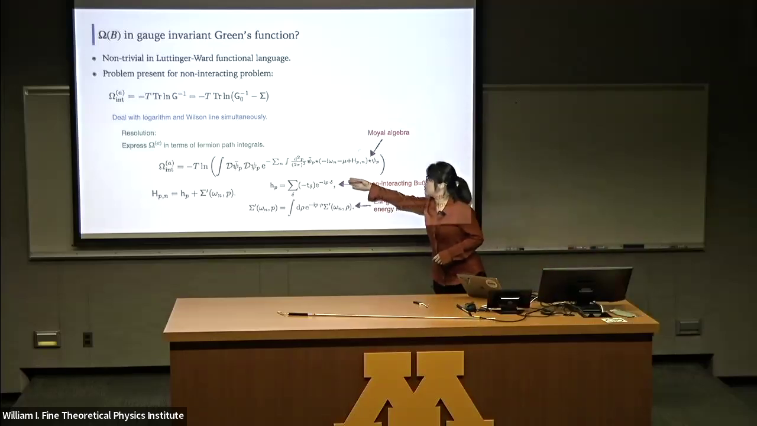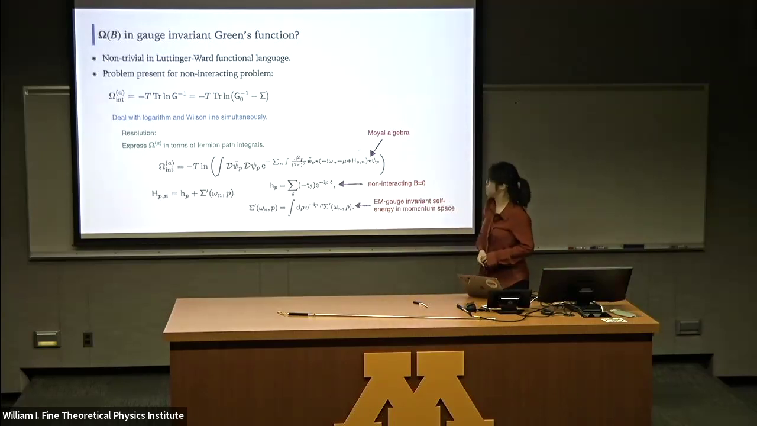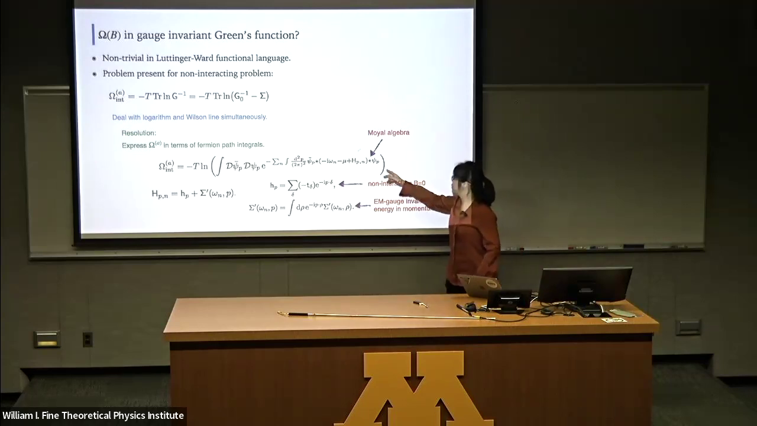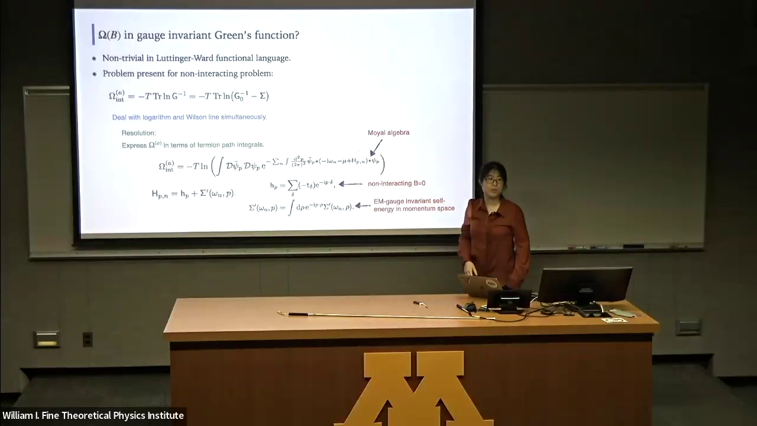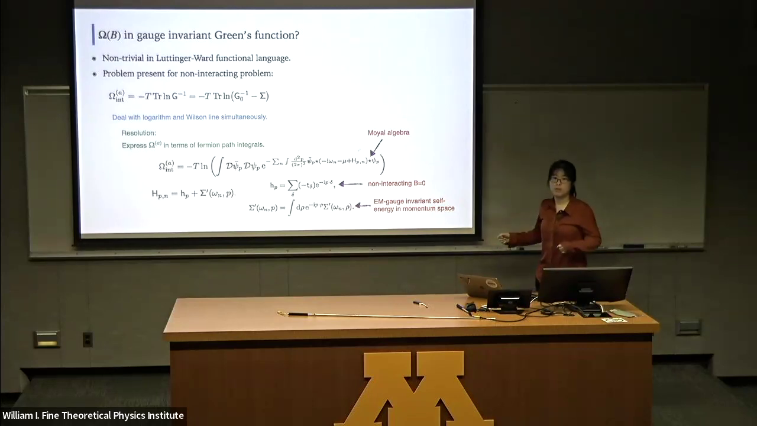And so here is the result of the trace log part in the thermodynamic potential. We can say that it can be written in terms of a fermion path integral in momentum space. It's just like what we had without a magnetic field, except two things. The first is that in this fermion action, instead of a normal product, we have to use a Moiré product I introduced earlier, and that depends on the magnetic field and encodes the derivatives.